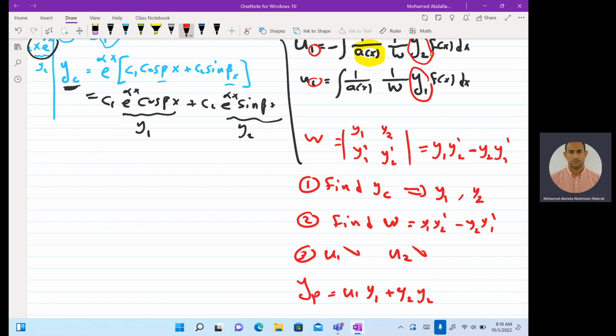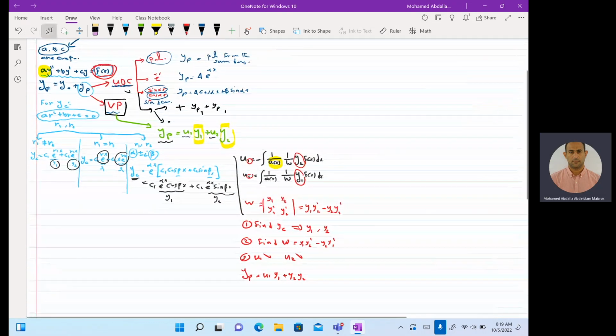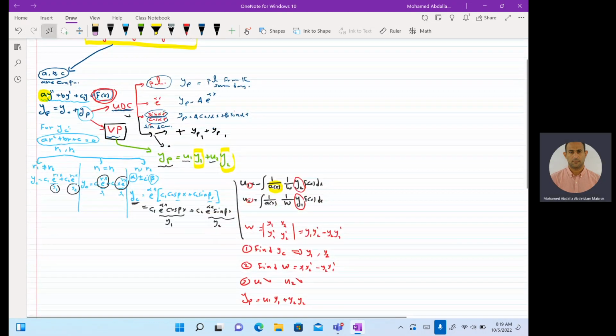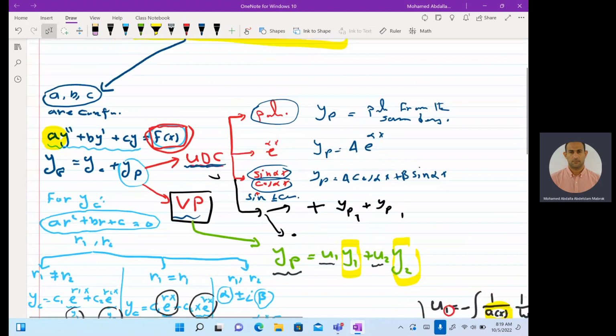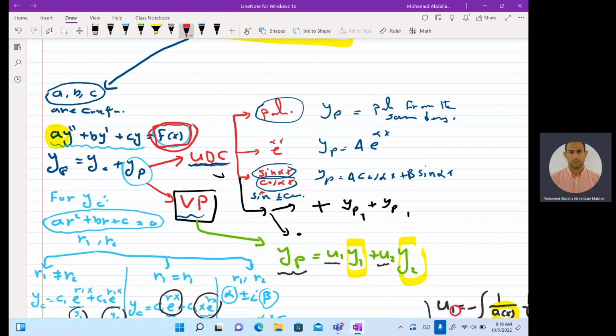Okay, this is all what we did in the second order differential equation in case it is homogeneous or non-homogeneous, in case it's constant coefficient. Constant coefficient means these numbers are constant.